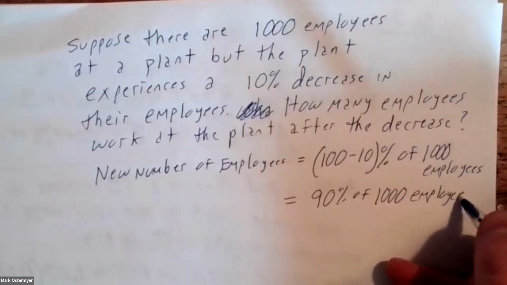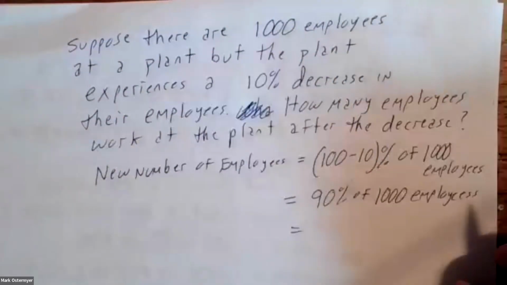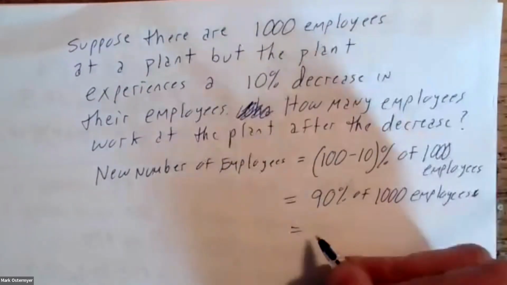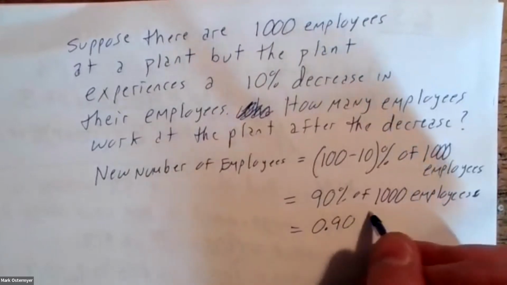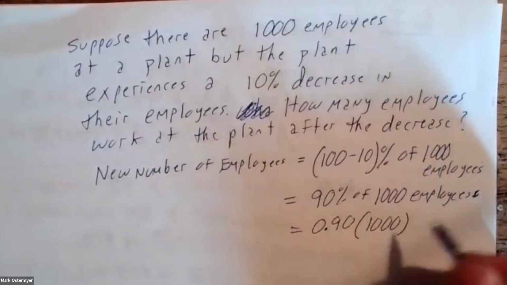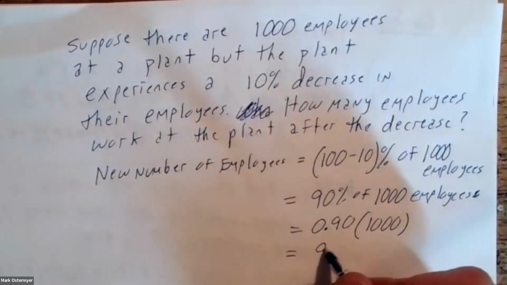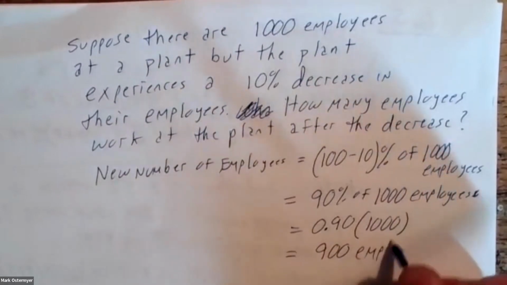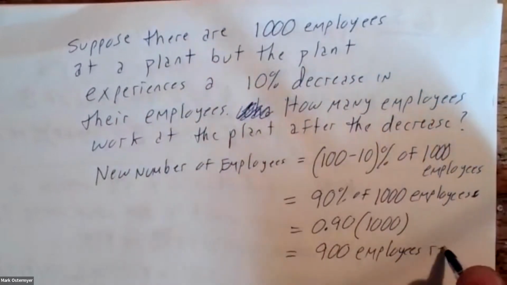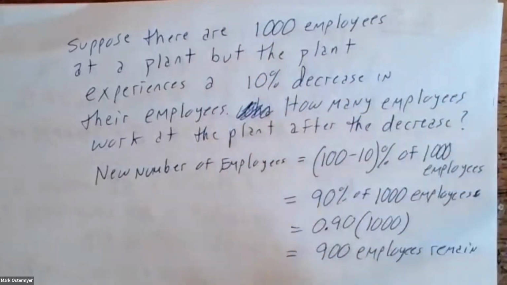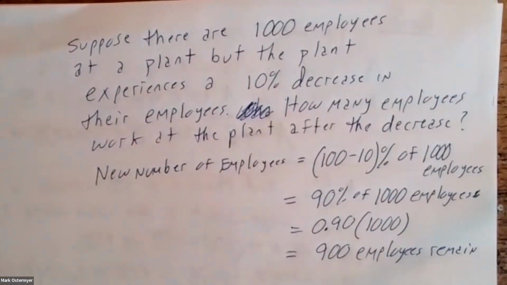Now, what's 90% of 1,000? Well, that's going to be 0.90 times 1,000. And what would that give you there? That's going to give you 900 what? Employees remain after the 10% decrease, okay? So 900 employees remain. So now I've shown you a classic example of a percent increase and a percent decrease problem. Now I think we can go into our textbook and maybe do a couple more, okay?